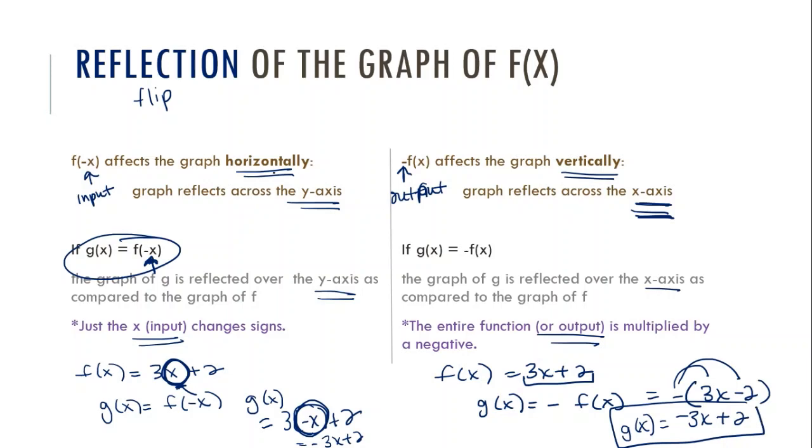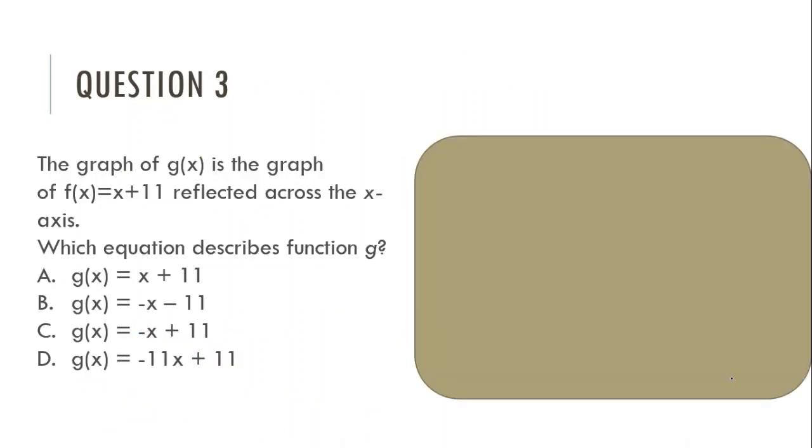So if you're reflecting horizontally about the y-axis, you're just changing the sign of the x or the input. If you're reflecting vertically across the x-axis, you're changing the sign of the entire function. So you have to multiply that negative through to all of the terms of the function. So let's look at an example. The graph of g of x is the graph of f of x equals x plus 11. It's reflected across the x-axis.